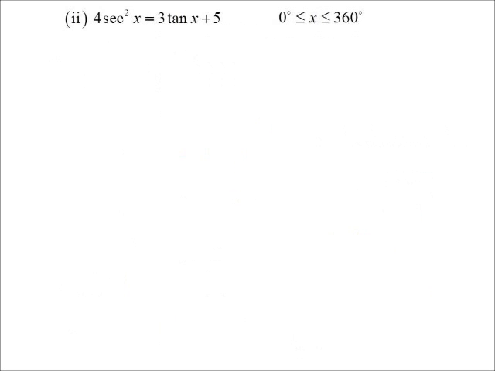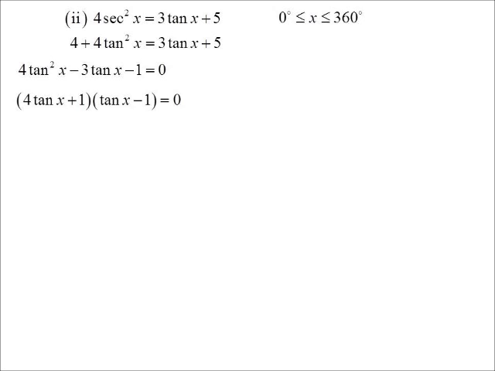4 sec squared x is 3 tan x plus 5. We saw ones like this before too, where we said, oh, hang on, I've got a sec squared, but I've got a tan as well. I could rewrite the sec squared and change that to 1 plus tan squared, so it becomes 4 plus 4 tan squared, and we create a quadratic equation, which if we're lucky factorises, phew. If we're unlucky, we'd have to use the quadratic formula, of course. So I get tan x is minus 1/4, or tan x equals 1.